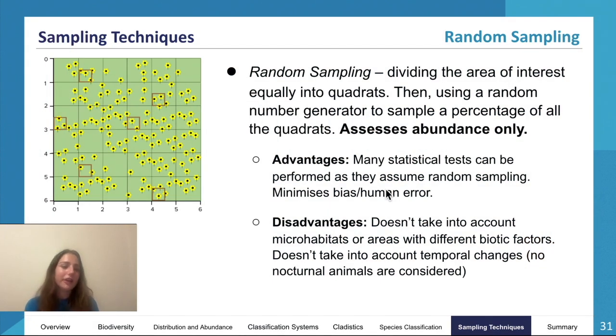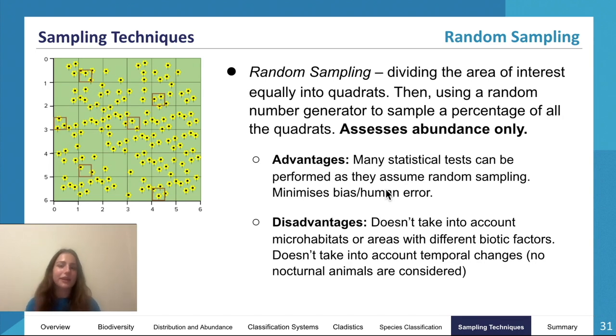So first we'll look at random sampling. As its name suggests, random sampling is really just the random selection of quadrants. It's a very, very common method in ecological studies. It's used to assess the abundance of species in a given area using some of those metrics we saw earlier. So think species richness, species evenness, percentage cover, etc.